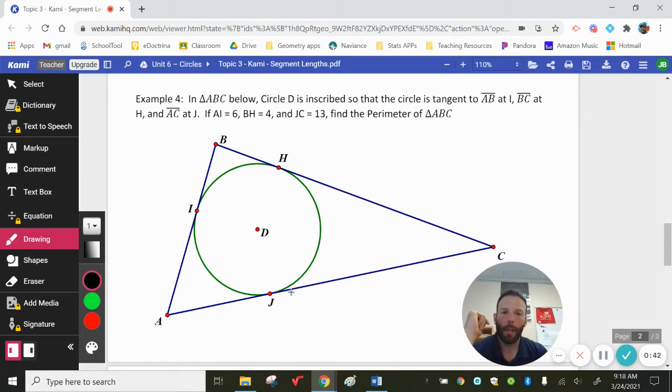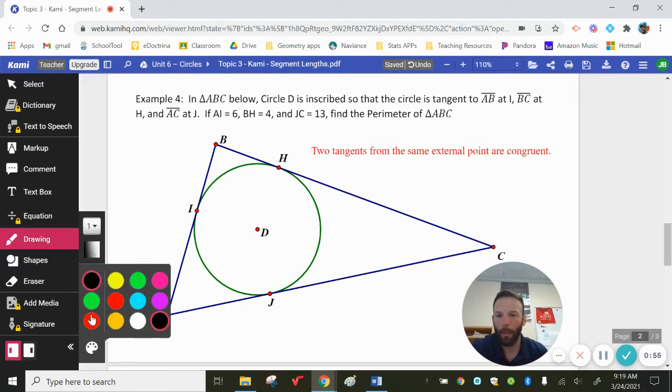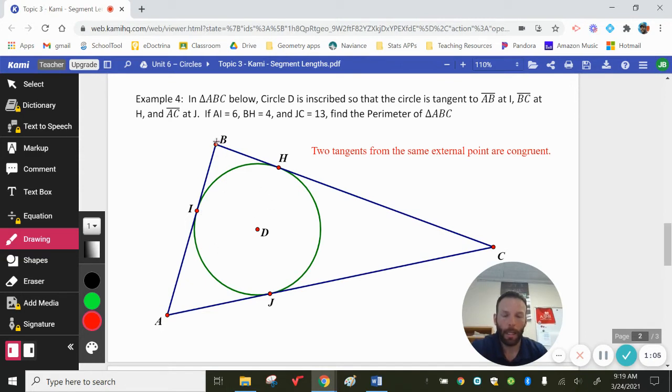Here is one fact that you need to know in order to understand what I'm about to do in this question. The fact is, 2 tangents from the same external point are congruent. What I mean by that is, when you look at this picture, you have an external point of the circle, that is point B. B is on the outside of this circle, and the tangent from B to I has to be congruent to the tangent from B to H. So this segment and this segment have to be congruent to each other.